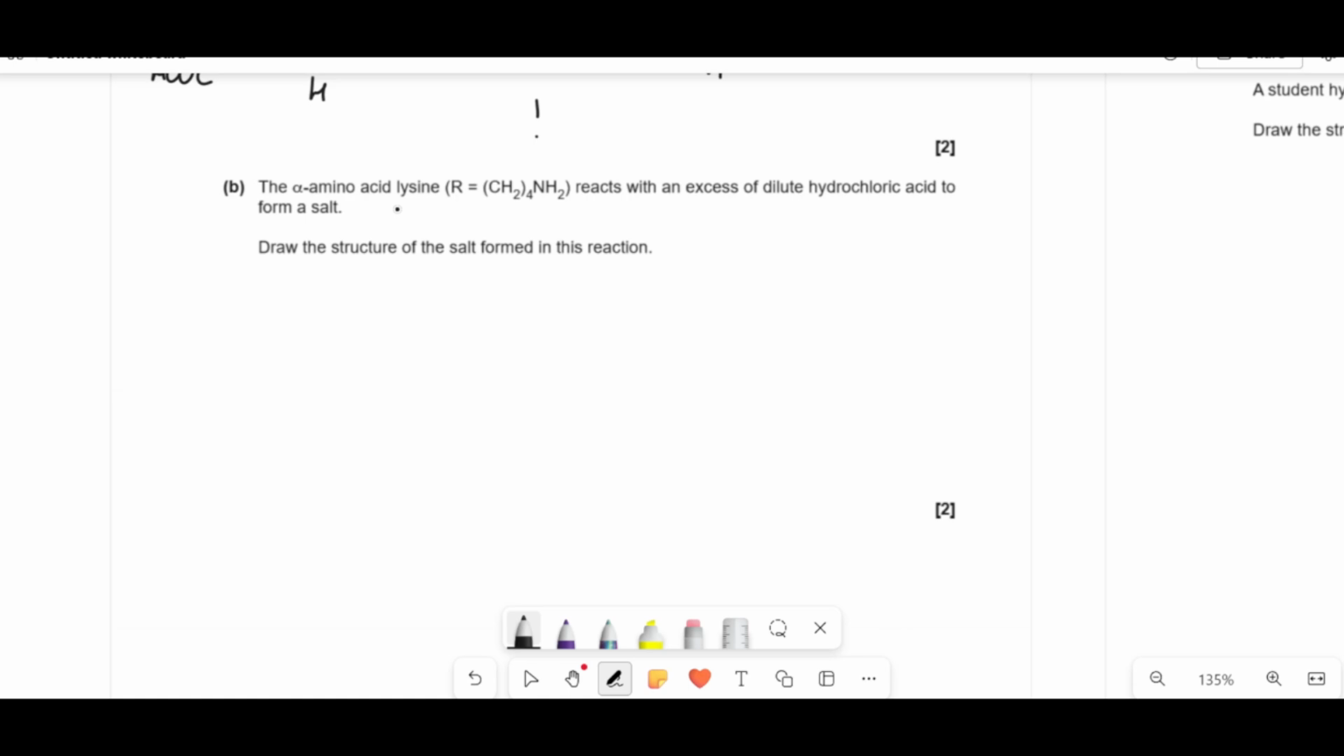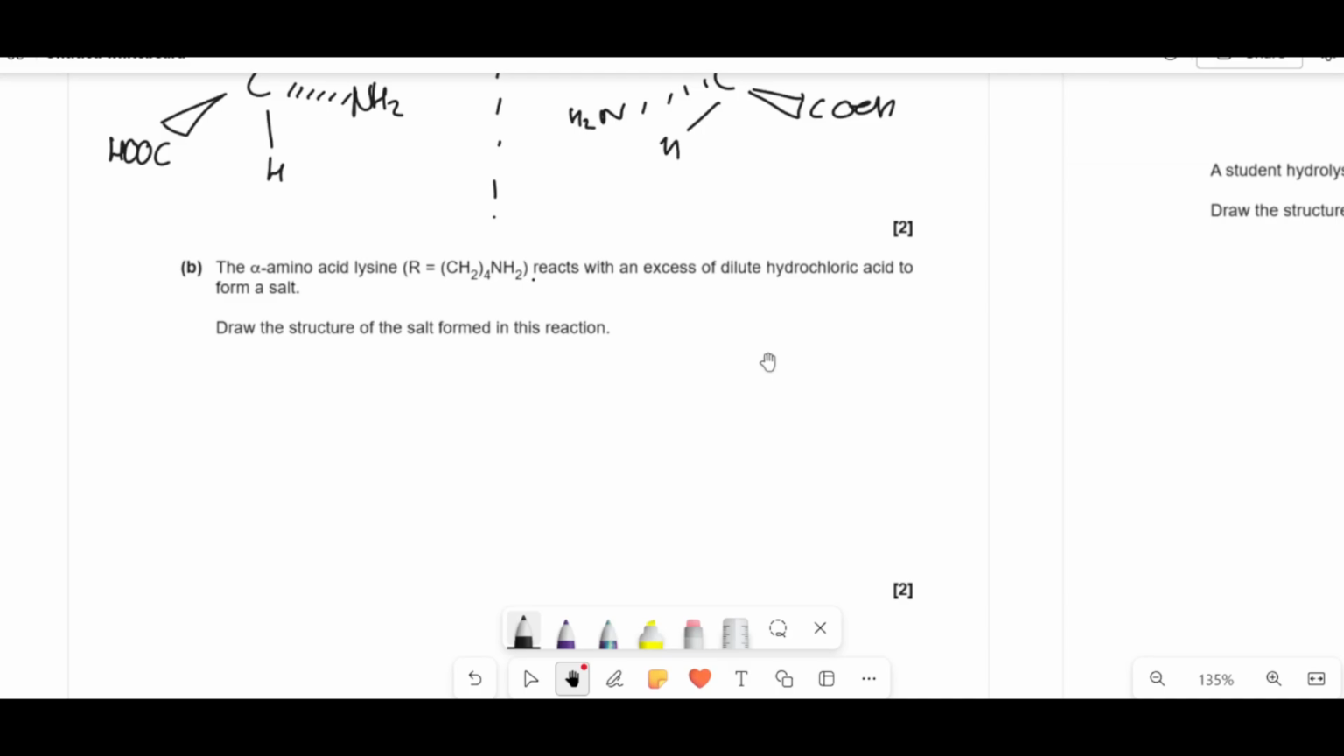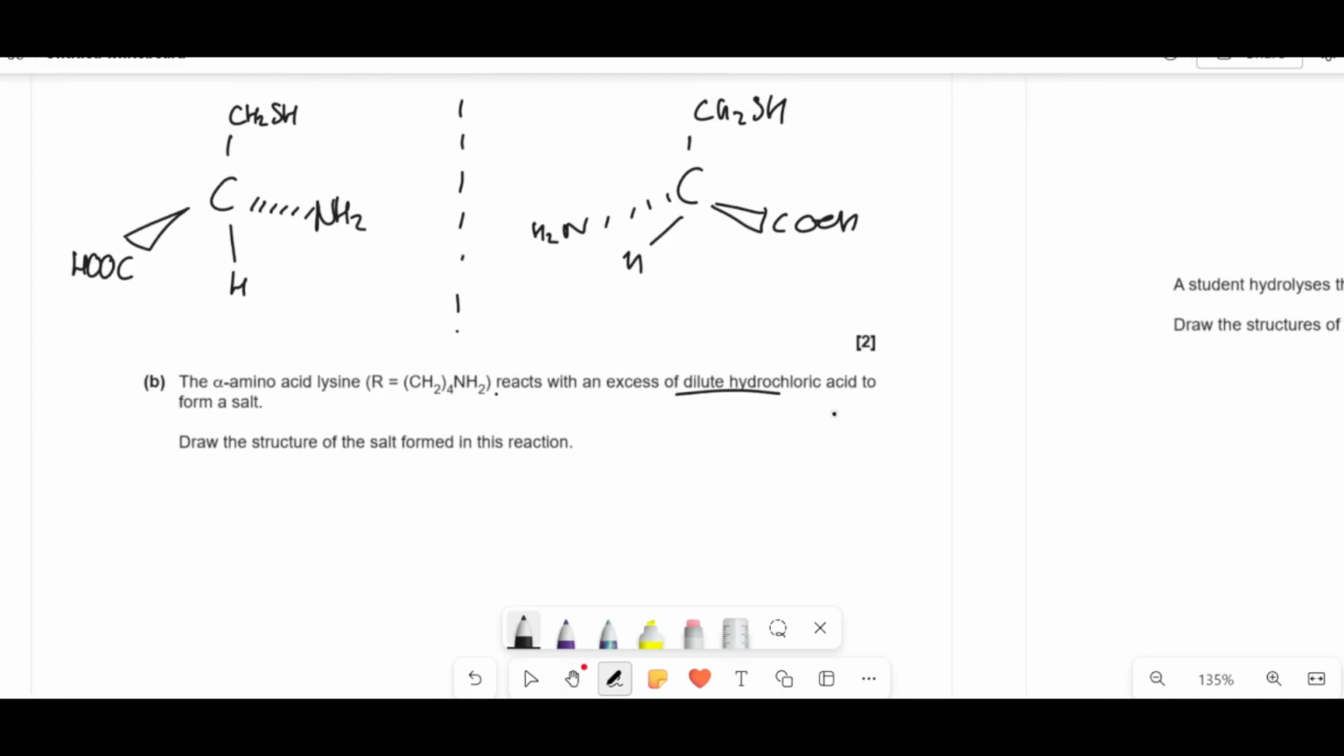So now it says this alpha amino acid, lysine, reacts with an excess of dilute hydrochloric acid to form a salt. Draw the structure of the salt formed in this reaction. So when we're making a salt, we're adding an acid to a base. It's going to make a salt plus water, right? So something here has to be acting as a base if we're adding an acid. We need to figure out what parts of this is going to be acting as our base. Now they've told us that the R group now is this.